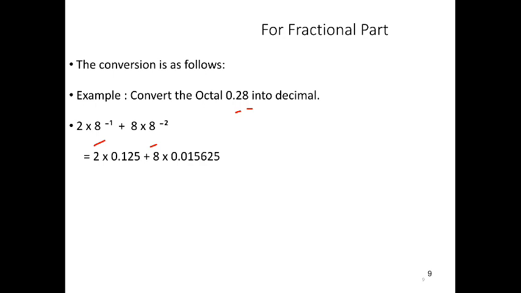Once you multiply with that, here 2 by 8 you got 0.25, 1 by 8 you got 0.125, and 1 by 16 we got 0.0156. So we multiplied this 2 with 8 to the power of minus 1 and 8 with 8 to the power of minus 2. Once you do that, you get the solution here, that is 0.375. So this 0.28 is your octal value and 0.375 is your decimal value. You have converted that.